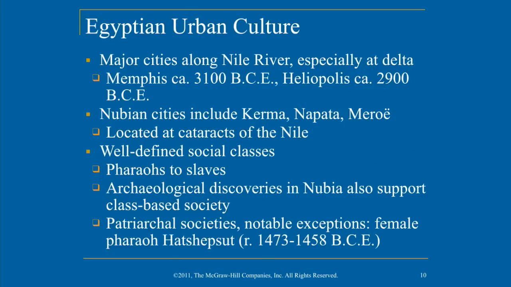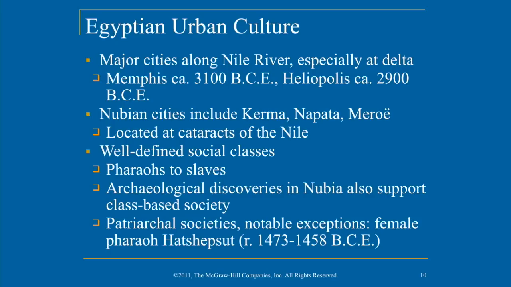The Egyptian urban culture had major cities along the Nile River, especially at the Delta. Like I talked about before, Memphis was built around 3100 BCE. Heliopolis is 2900 BCE. The Nubian cities include Kerma, Napata, and Meroe. They're located at the cataracts of the Nile. The cataracts are kind of like rapids, what we would consider whitewater rapids, where rocks push the water up into the sky and make a foaming. This is designed to not allow for an invasion through the river, but also to protect you, and you're able to gain a lot of resources because you still have the Nile.